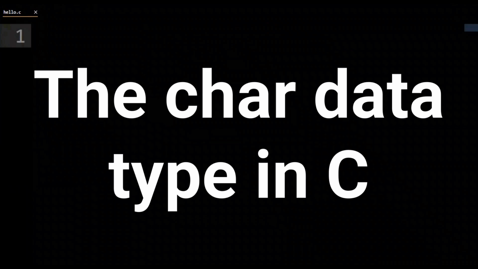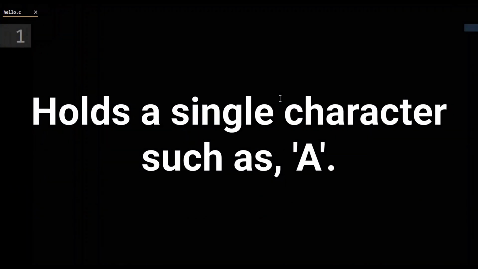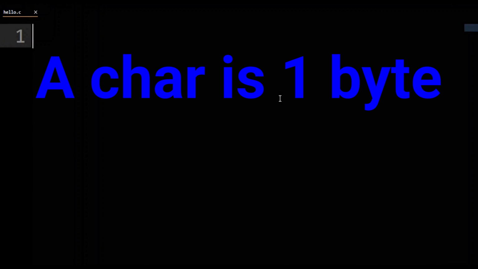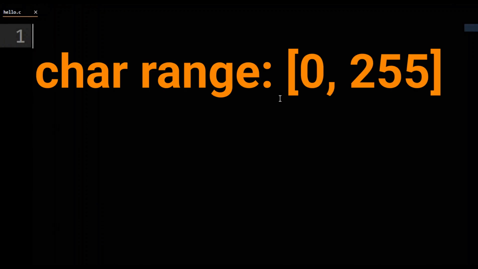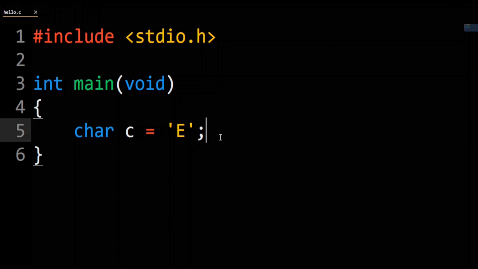The char data type in C holds a single character, such as A. A char data type is a single byte, meaning in the common scenario you'll see it in, a char can hold values from 0 to 255. The main concept to get down with chars is how they're both represented in memory by a number, but can also be a character. Let's write some quick code for an example.